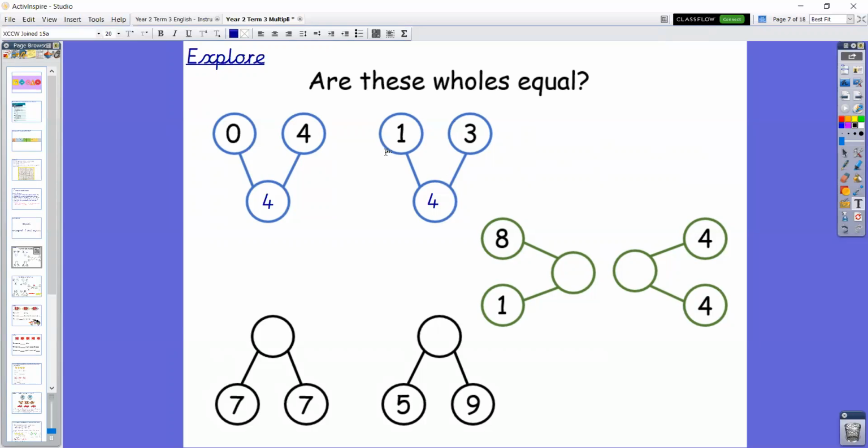I wonder if you could pause the video and have a go with the adult at home to recognise whether the wholes are equal for the green part whole models and the black part whole models.